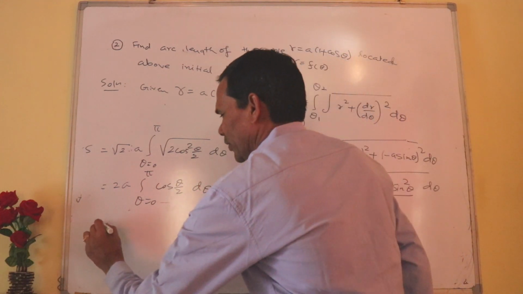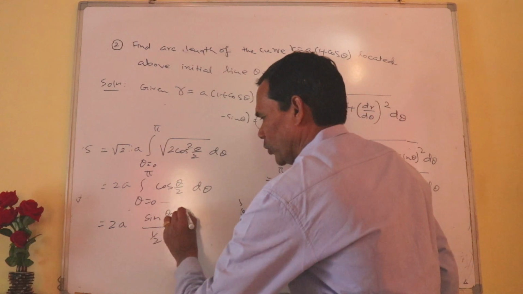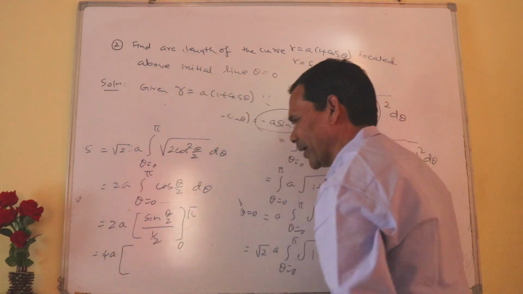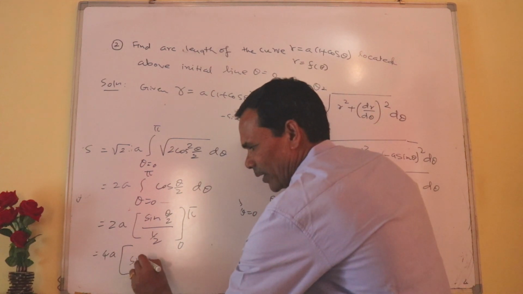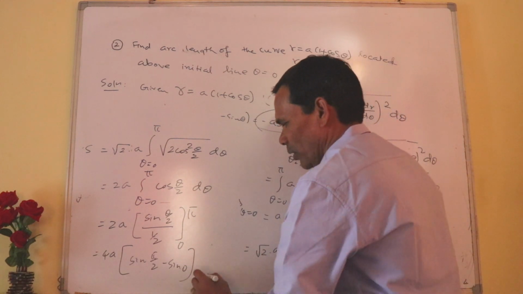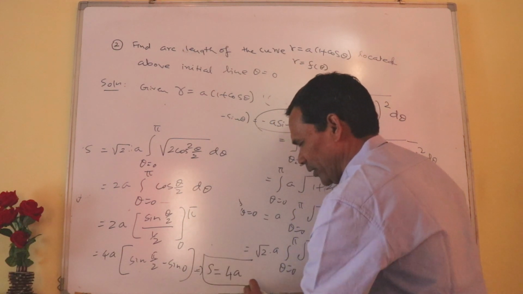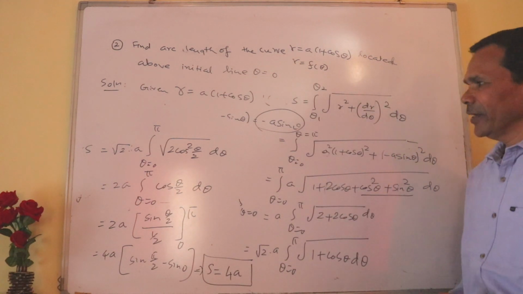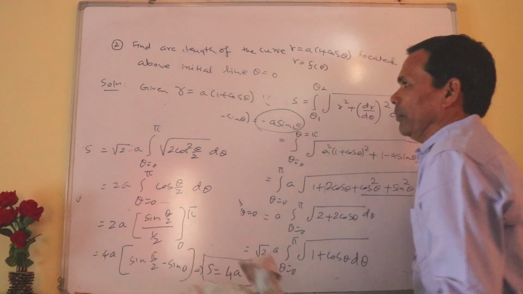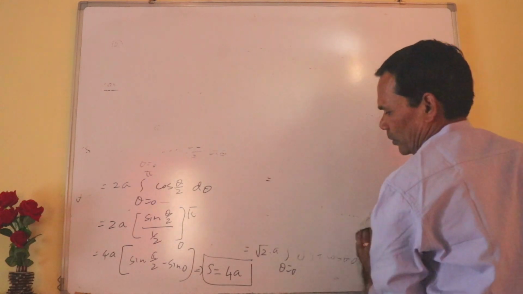I take the integration. This is equal to 2 times a, integration of this, sin theta by 2 divided by 1 by 2, and limits applied 0 to pi. So this 2 means it becomes 4 times a inside the bracket, upper limit minus lower limit we apply. So sin pi by 2 minus sin 0. Sin pi by 2 is 1, sin 0 is 0, means it is 1 minus 0 is 1. So you are getting s, that is the length of the arc of the cardioid which is located above the initial line, it is 4 times a. So this is the way you can use this formula for length of the arc in polar coordinates.